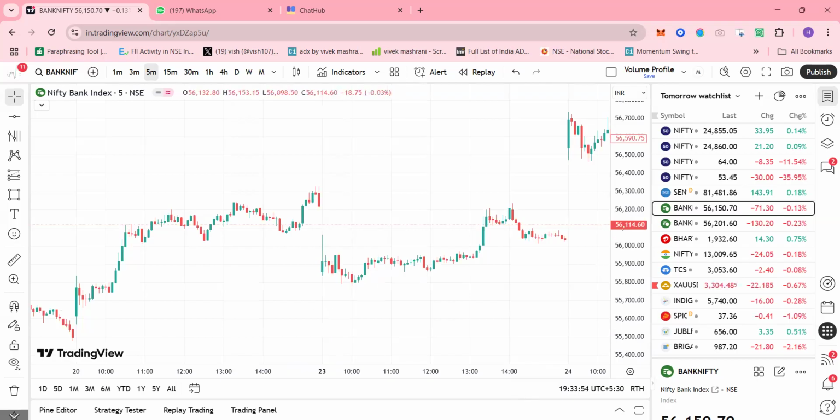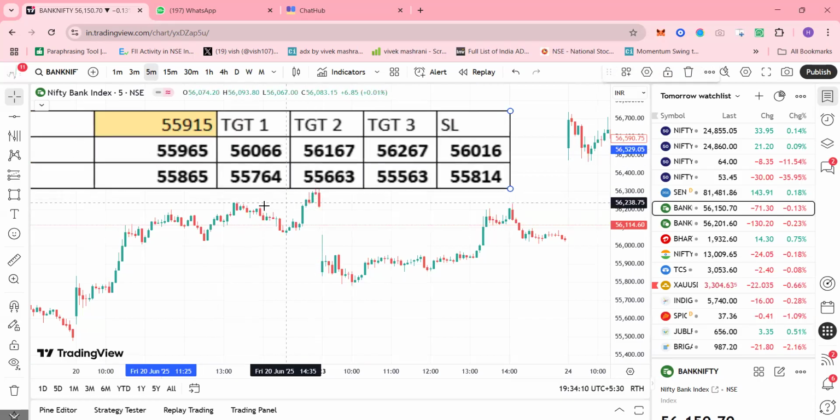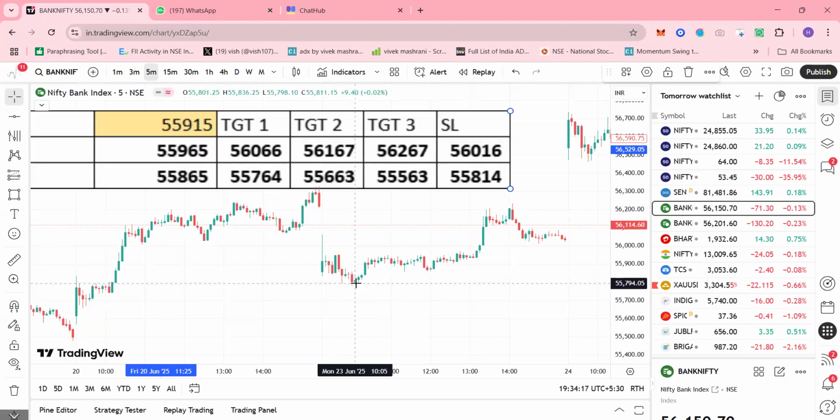55,915. Okay, this is the 5 minutes closing price. 55,856 below is a sell. It almost gave 865, but it did not hit. 764 was the target. I don't think it would have hit. Almost hit, and then maybe a stop loss.